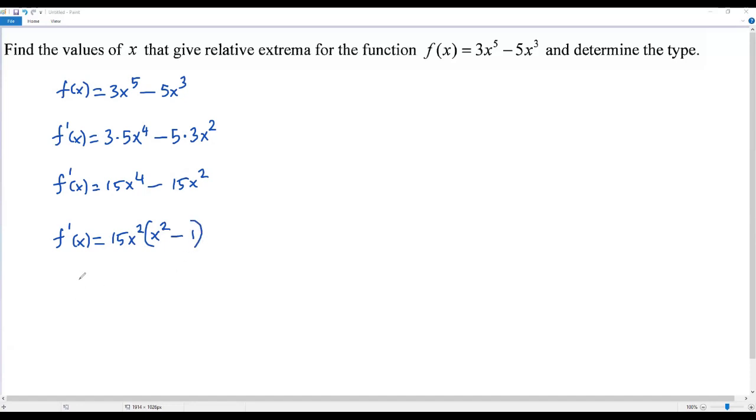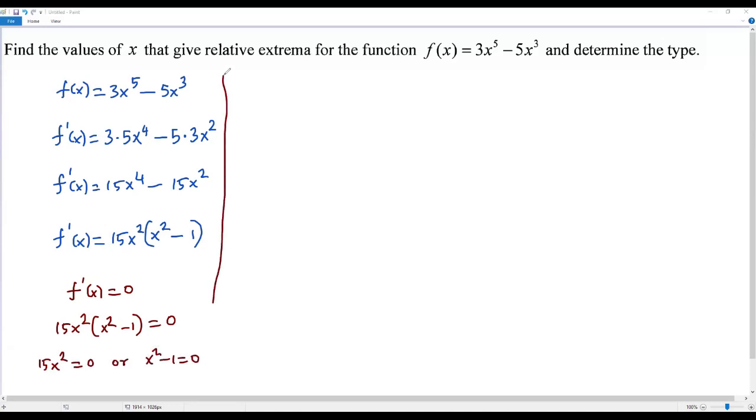Now we can equate this first derivative to 0 and solve for x to get the critical numbers. Whenever I want to get the critical numbers of a function, I find the first derivative, equate it to 0, and solve for x. There is another way too; let me explain that one later. So f'(x) = 0. Then we get 15x^2 (x^2 - 1) = 0. Whenever the product of two quantities equals 0, either the first one is 0 or the second one is 0. So 15x^2 = 0 or x^2 - 1 = 0.